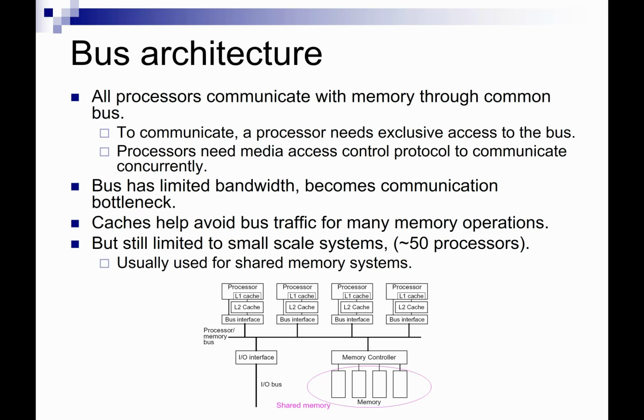You can add some caches to these processors to lessen some of this memory traffic, because if the data that a processor needs is sitting in the cache, it doesn't need to go through the bus anymore. It can just read from the cache. However, even with these caches, you're not going to be able to build very large bus-based systems. You might scale to something like a few dozen processors, but that's it. And these buses are usually used for the shared memory type architecture.